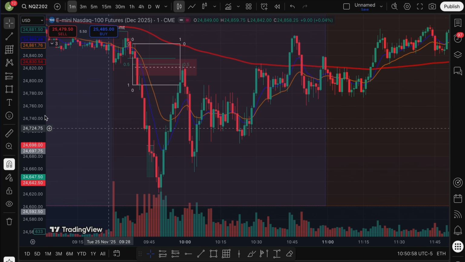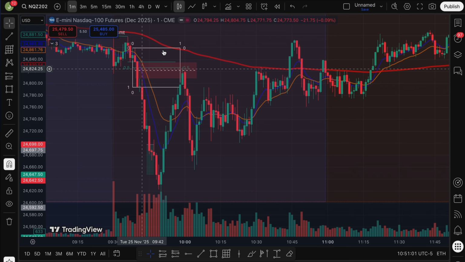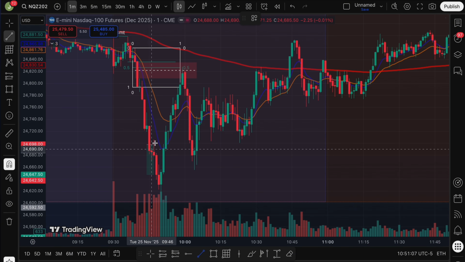But enough about that trade. You can see all of this was from that day. Let's see where we could have taken a trade. First we need to look for an inverse fair value gap or a break of structure.